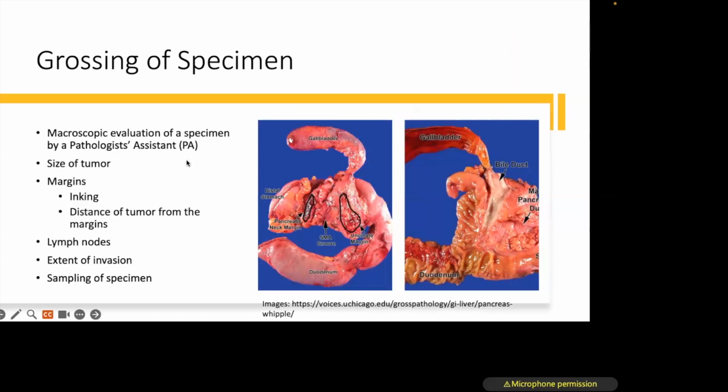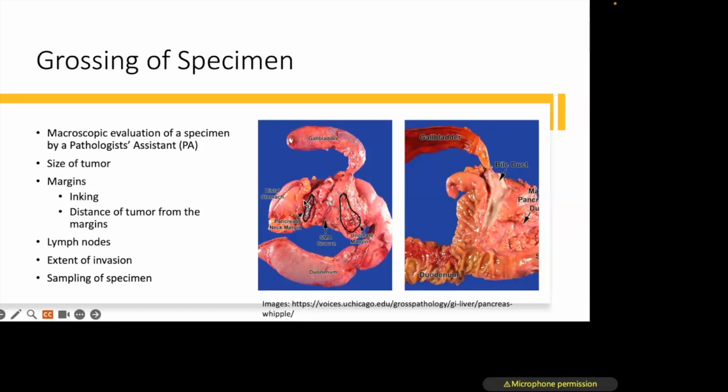Remember when I said when the tumor comes out, it's inspected by our pathologist assistants or our PAs? Well, this is what they see. Our PAs do the visual assessment. So they measure the size of the tumor.